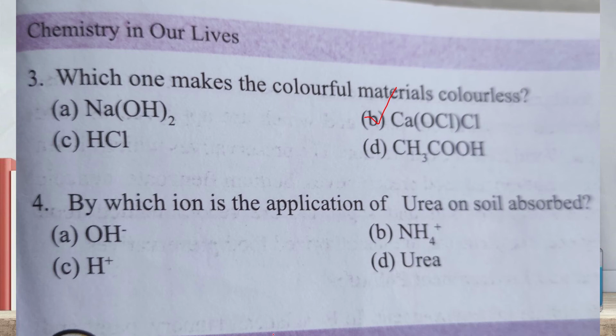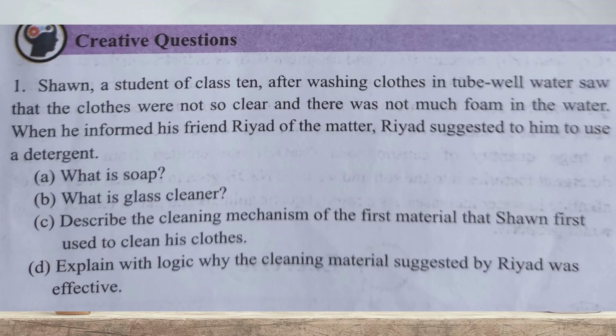By which ion is the urea applied on soil absorbed? When urea is applied on soil, urea produces ammonium ion and hydroxyl ion. From there, the ammonium ion is absorbed by soil. So, B is the correct answer, ammonium ion. These are the MCQs from your book. Now, come to the creative question.